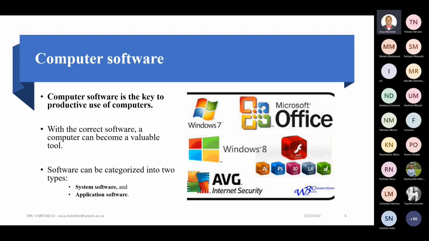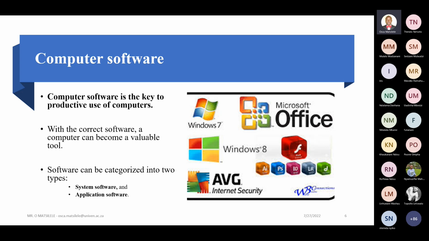So without the software, you cannot enjoy your computer. Even if you buy an expensive phone, without the software, that phone is useless. That's why we say computer software is the key to the productive use of computers. Without all these softwares, your computer is just useless. With the correct software, a computer can become a valuable tool. You can enjoy your computer, your smartphone, whatever kind of computer you have, if you have the correct softwares.